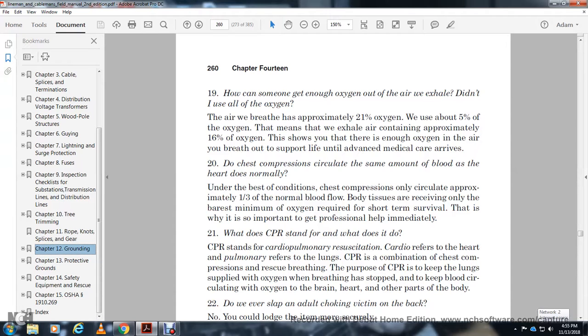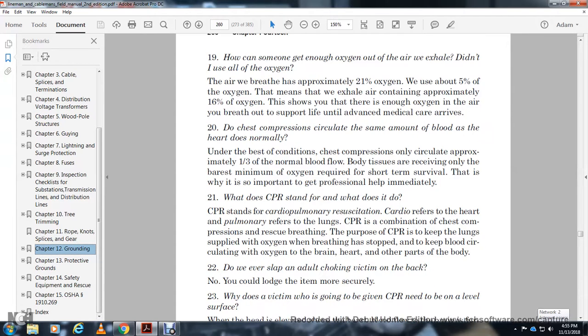Does chest compression circulate the amount of blood the heart does normally? Under the best conditions, chest compressions only circulate approximately one third of the normal blood flow. Tissue is receiving only the barest minimum of oxygen required for short-term survival. This is why it's important to get professional help immediately.